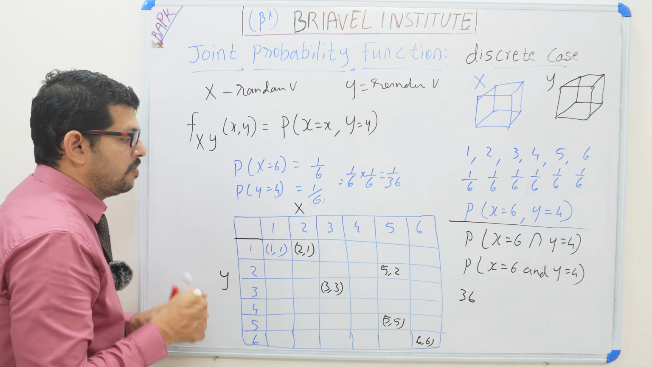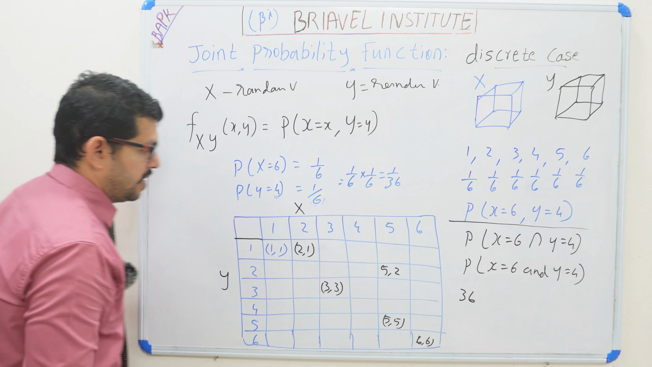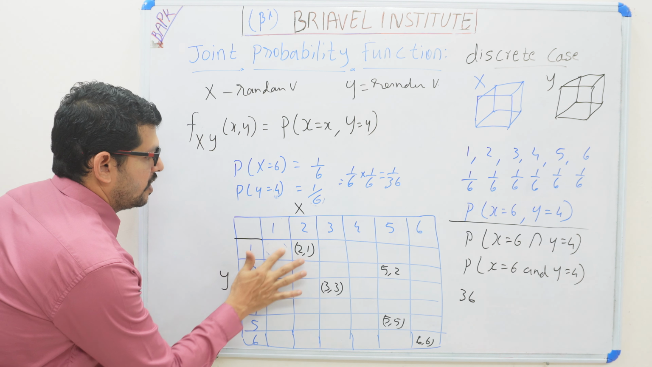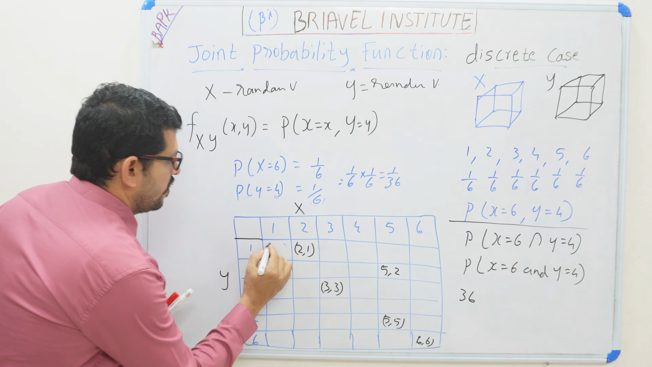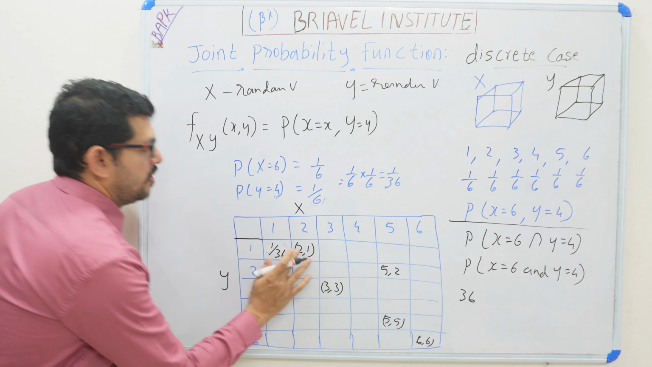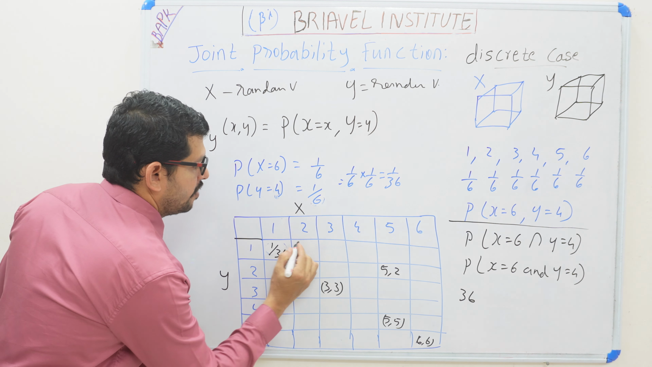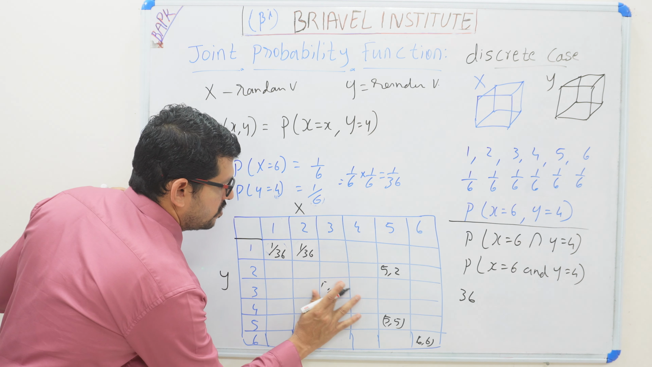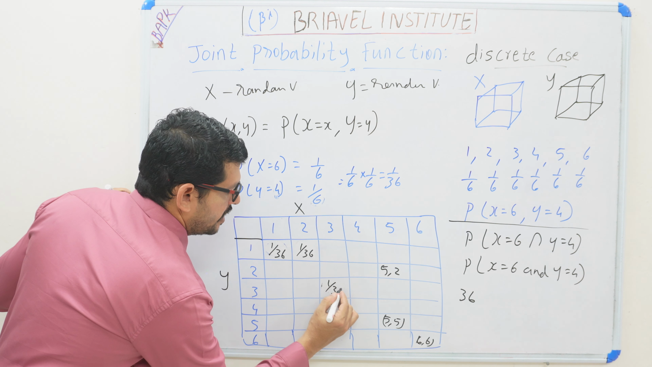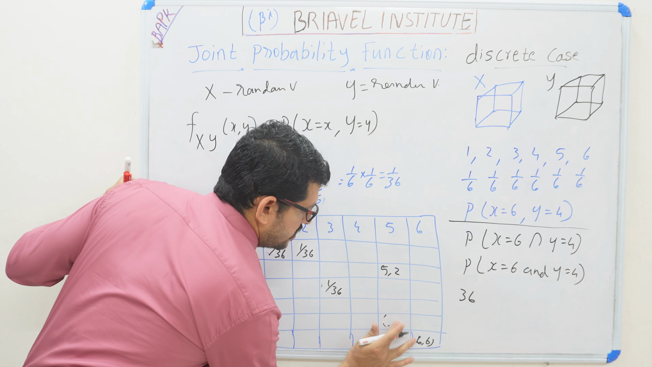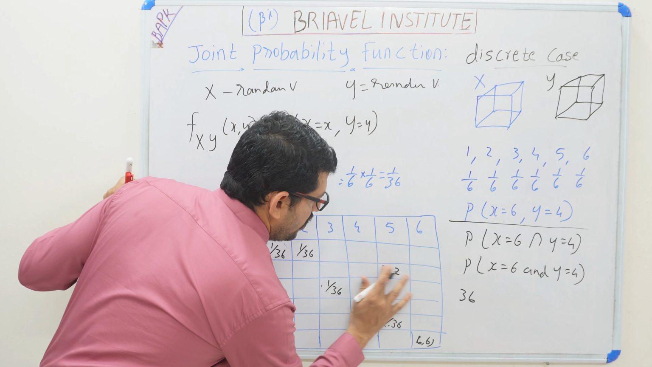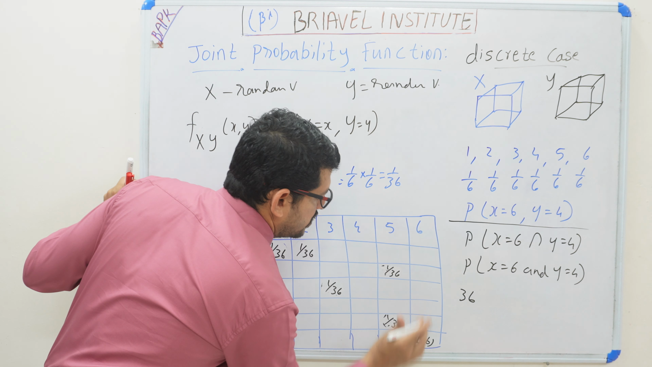And what will be the probability? All have the equal probability. We got the answer: it will be 1 divided by 36 probability. So this joint probability will be 1 by 36. Here also this joint probability will be 1 divided by 36. Here also there is 1 by 36. All the columns will be 1 by 36.